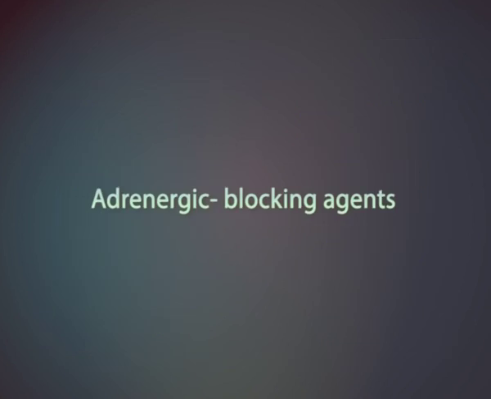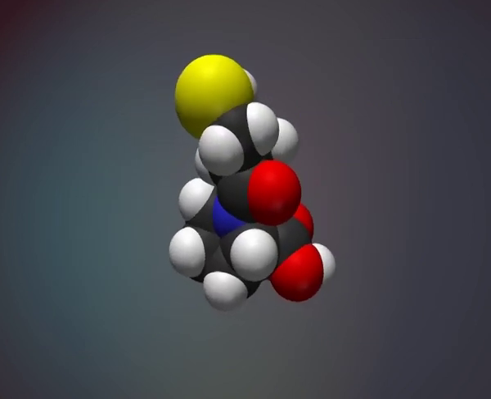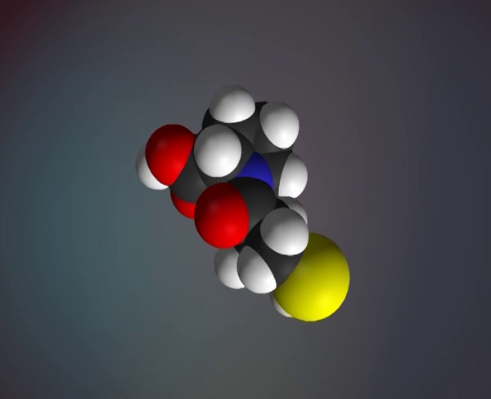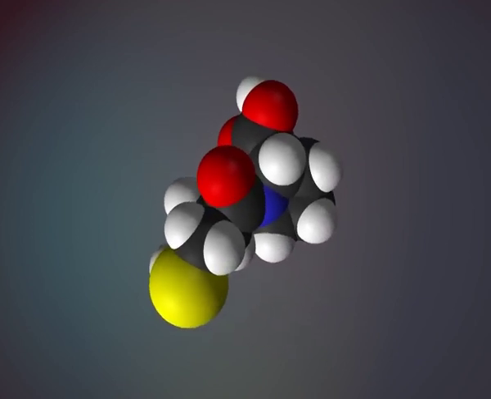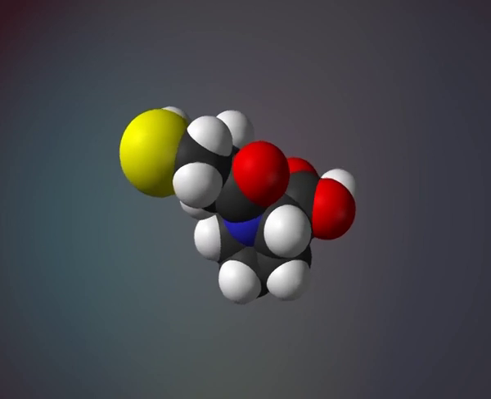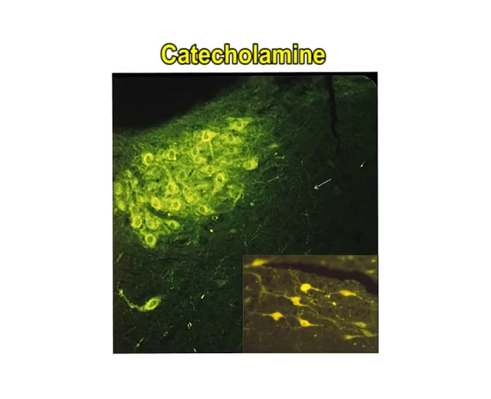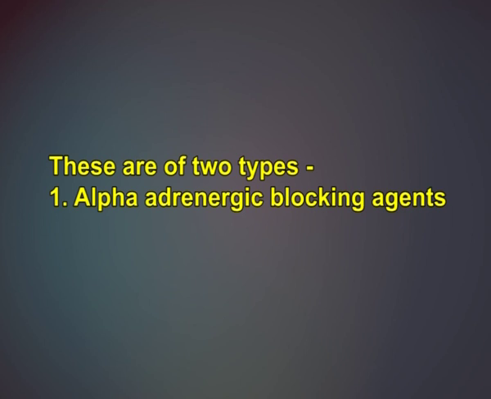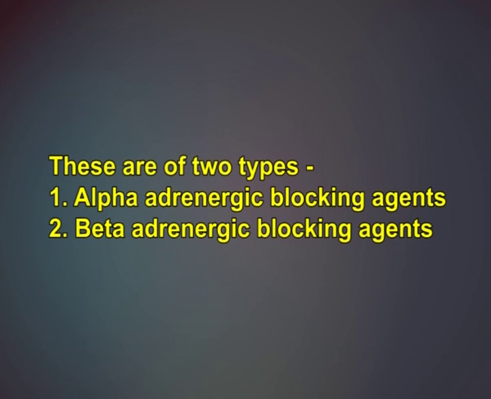First, adrenergic blocking agents. These are the drugs which, by virtue of competition, have been found to inhibit the action of catecholamines and other adrenergic agonists on their specific receptors. They have been found to be effective against catecholamines that have been released from sympathetic nerve endings. The net effect is blocking of impulses which are being transmitted by the adrenergic nervous system. These are of two types. First, alpha adrenergic blocking agents. Second, beta adrenergic blocking agents.